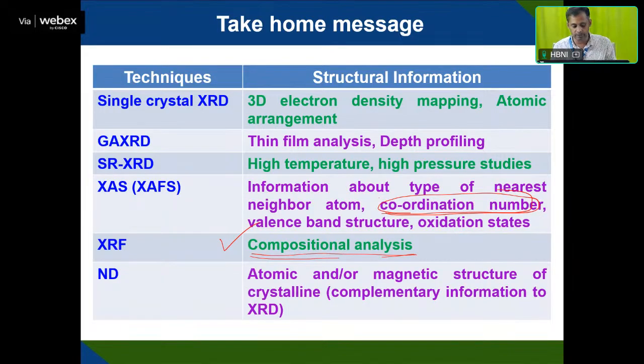And from the neutron diffraction pattern, you can see both atomic and magnetic structure, which is complementary to the X-ray information. Information that you could not get with X-ray, you will be able to get with neutron diffraction. It gives information about light elements like carbon and hydrogen.